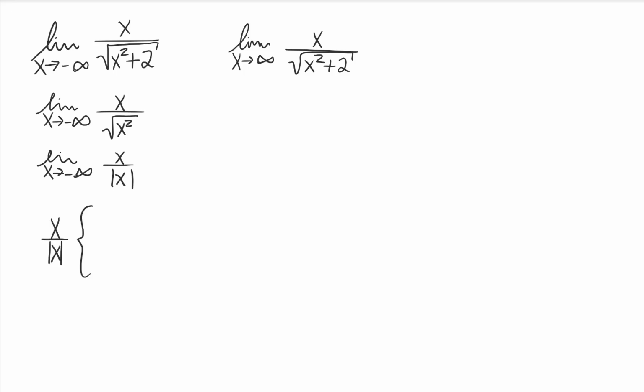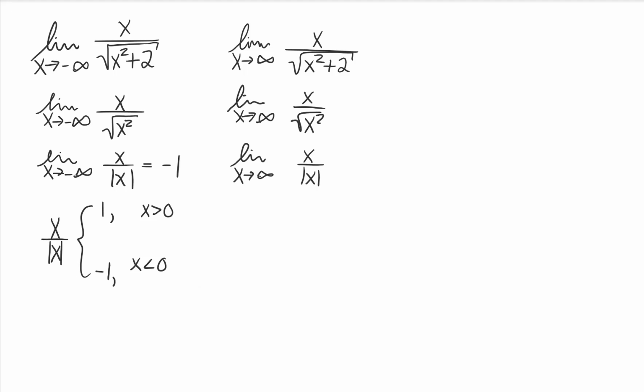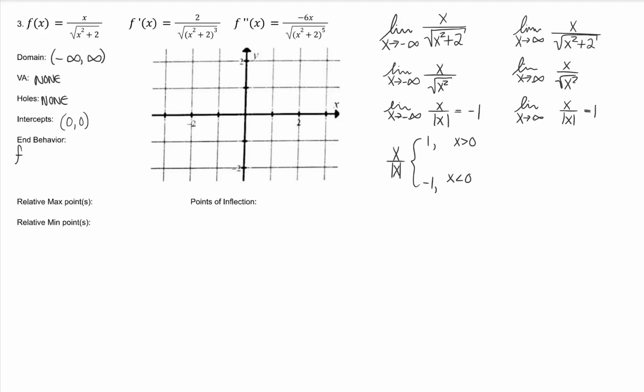X over absolute value x is a piecewise function. For all the x's greater than 0, the result is 1. For all the x's less than 0, the result is negative 1. So as your x's approach negative infinity, that would be x's less than 0, so this would result in a negative 1. And same as x approaches positive infinity, then that would be x is greater than 0, and our limit would equal 1. So our end behavior is f of x will approach negative 1 as the x's approach negative infinity, and f of x will approach positive 1 as the x's approach positive infinity.